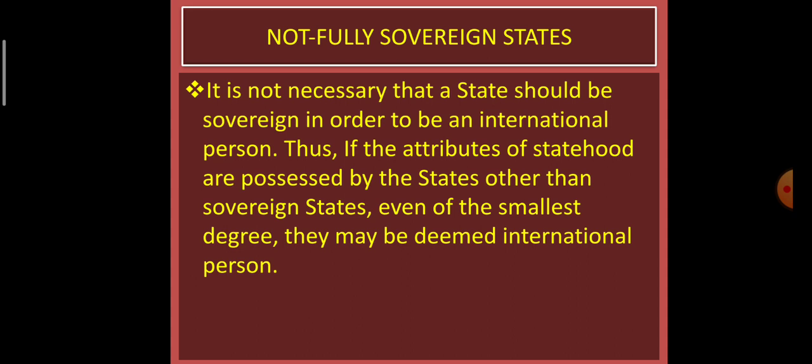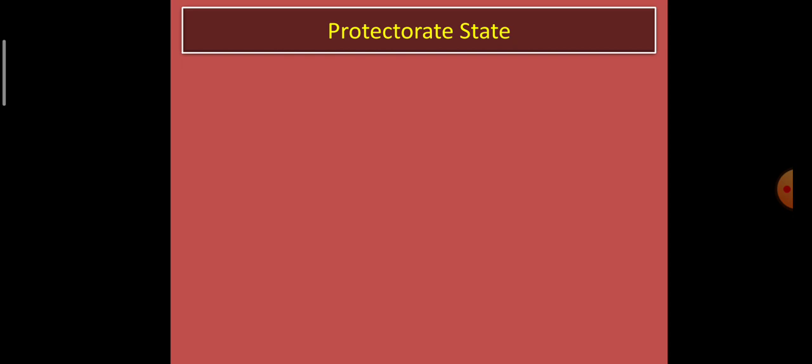What is meant by a sovereign state we understood in our last lecture. It has the capacity to enter into relationship with other states, a territory, a defined population, and independence. Even if all the attributes of statehood are possessed by a state, it cannot be said to be totally sovereign. So let us discuss the kinds of such not fully sovereign states.